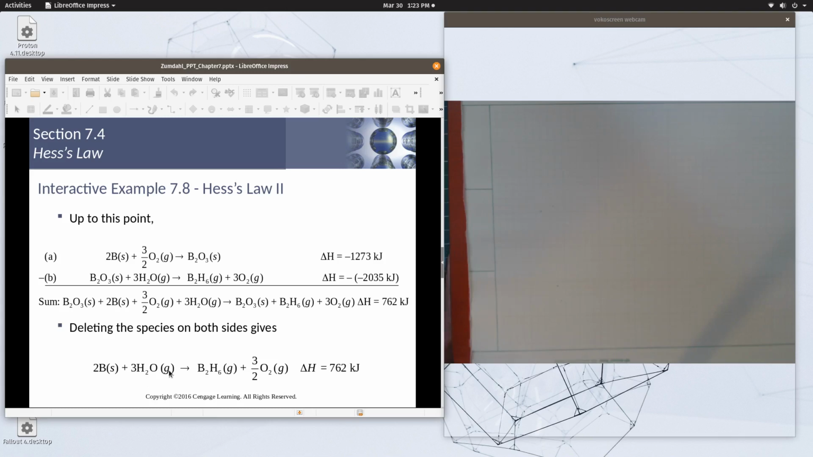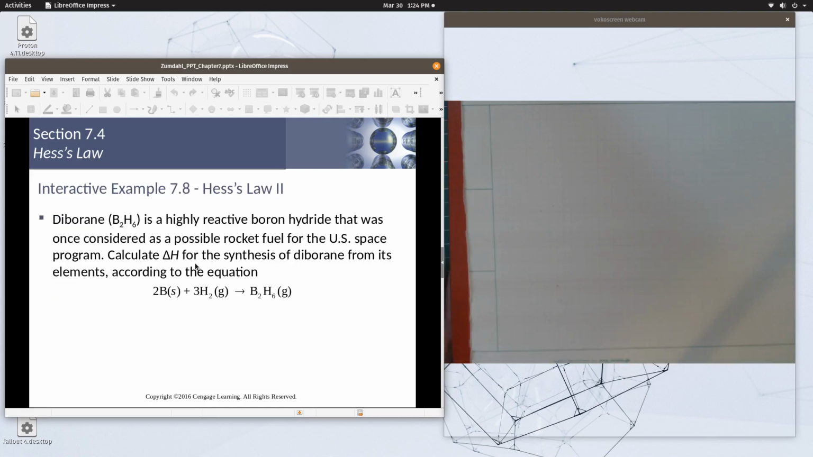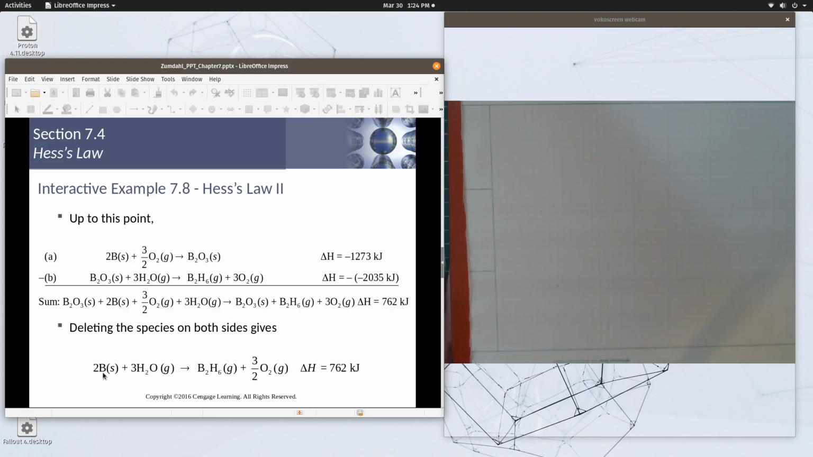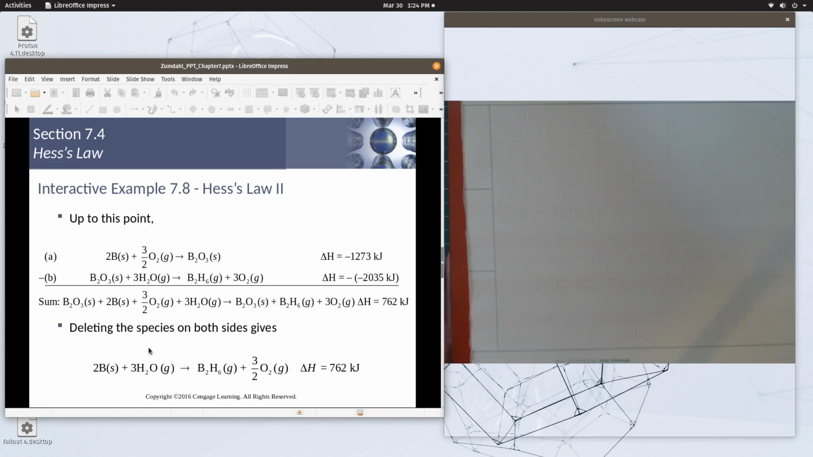Now notice this is water in the gas phase and I have 3 halves O2. Okay, so now I need to clean things up. I'm going to remove the O2 and these two and introduce H2 gas as a reactant. So that's not quite the reaction I want. The reaction I want is this, boron plus hydrogen. And here I have boron plus water. That's not the reaction that I would want. We need to clean up this water and this oxygen over here.